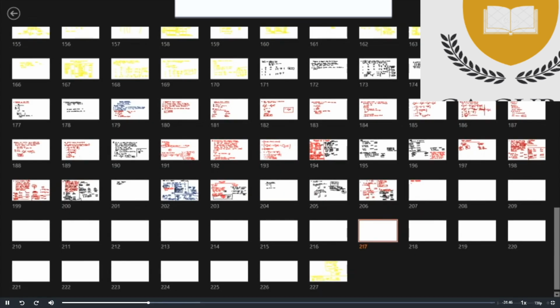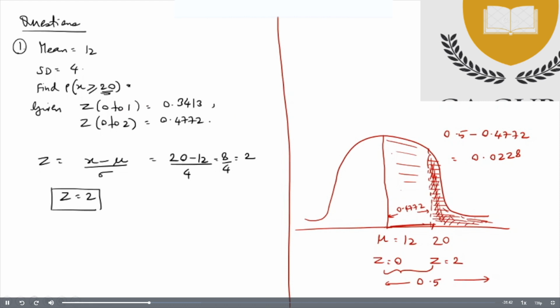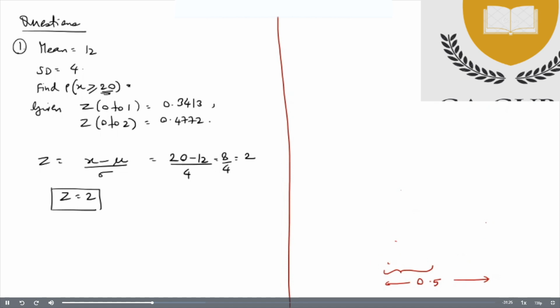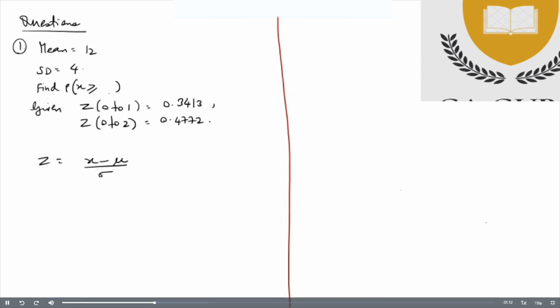Now I am going to give one more question based on the same numbers. Okay, so I will remove this. Find P of x is less than or equal to 8.